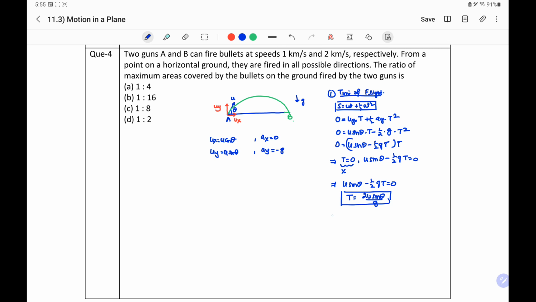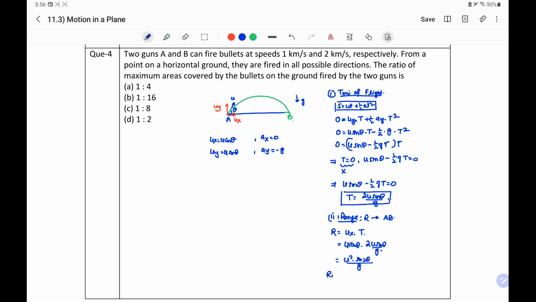Now we will find the range of projectile R, which is the distance between A to B. So range will be equal to horizontal speed, it is ux, and the flight time T. This is equal to u, this ux is u cos theta into flight time is 2u sin theta by g. So we will write it is u square into sin 2 theta by g because 2 sin theta cos theta is sin 2 theta.